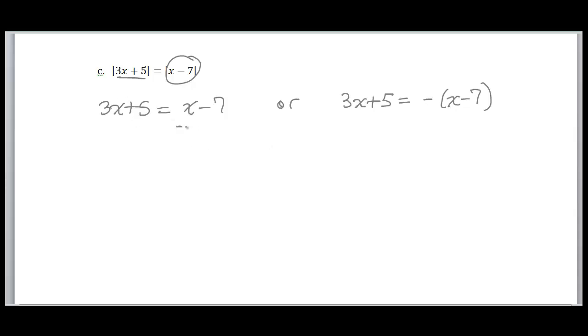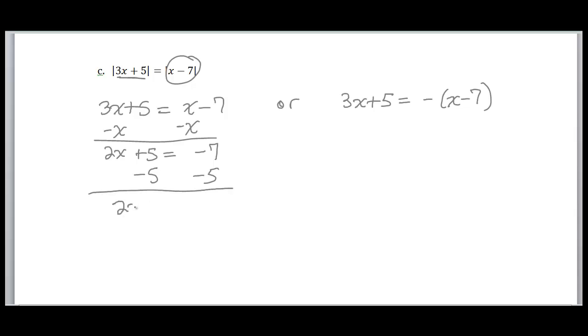Okay, well, I'll solve these equations. They're just linear equations. Get my variables on one side. Get my values on the other side. And then I'm ready to completely isolate by dividing by 2. And so I get x equals negative 6 here.